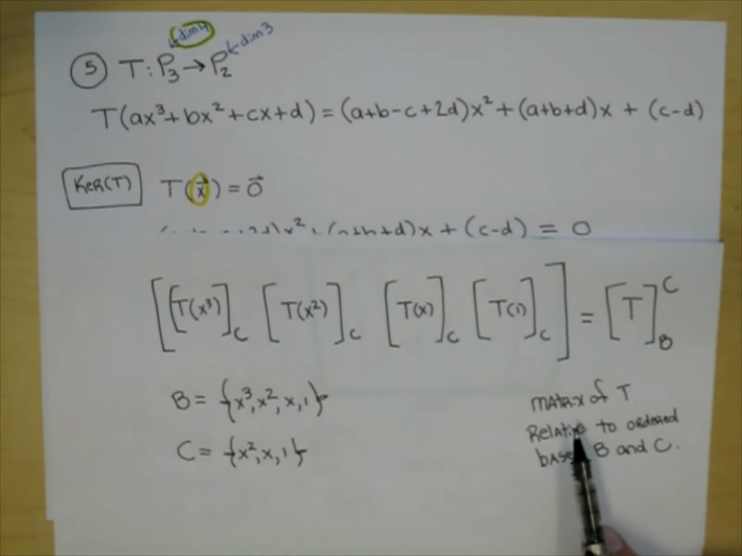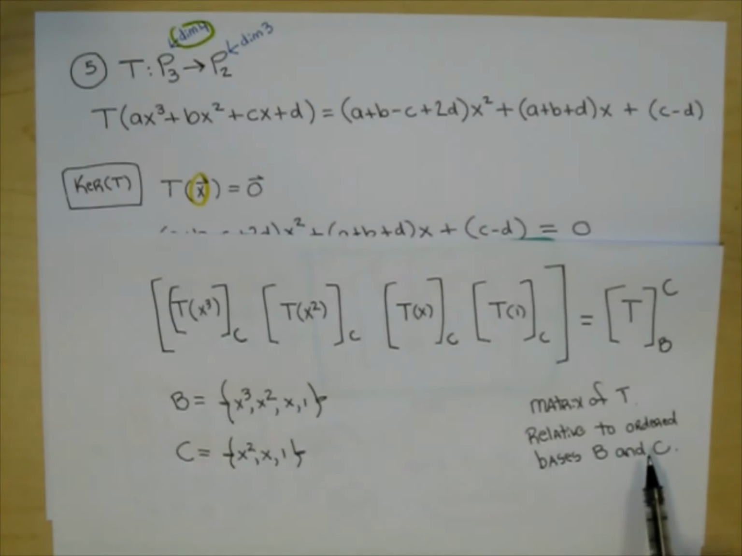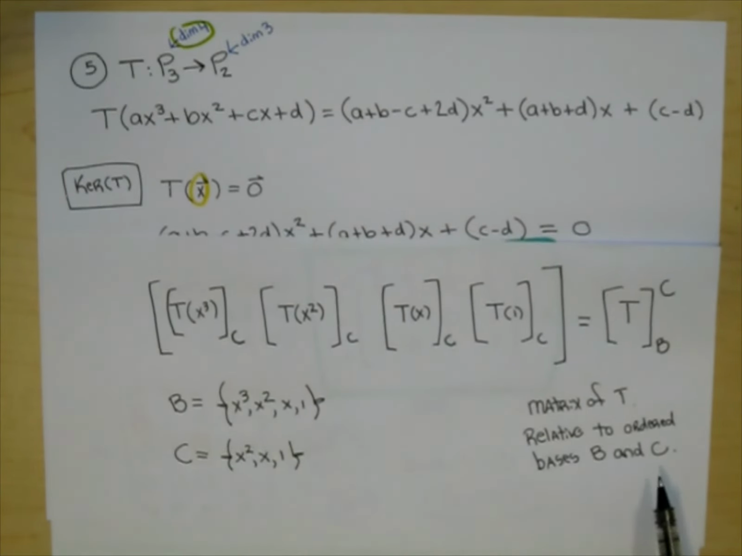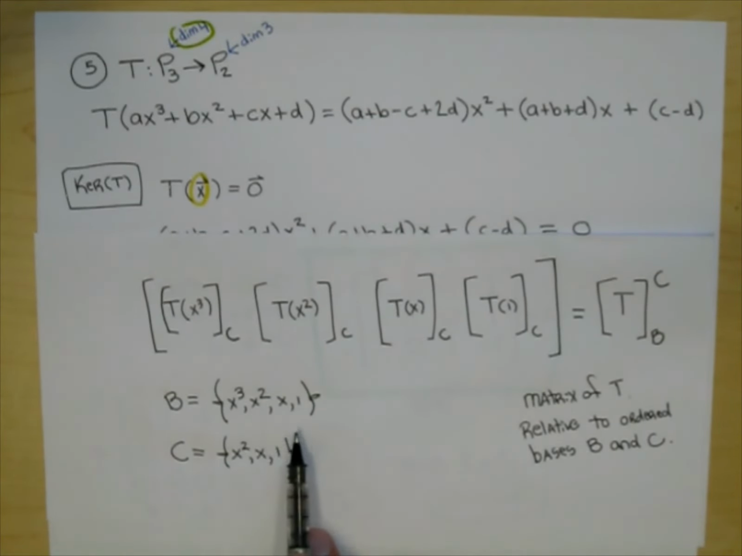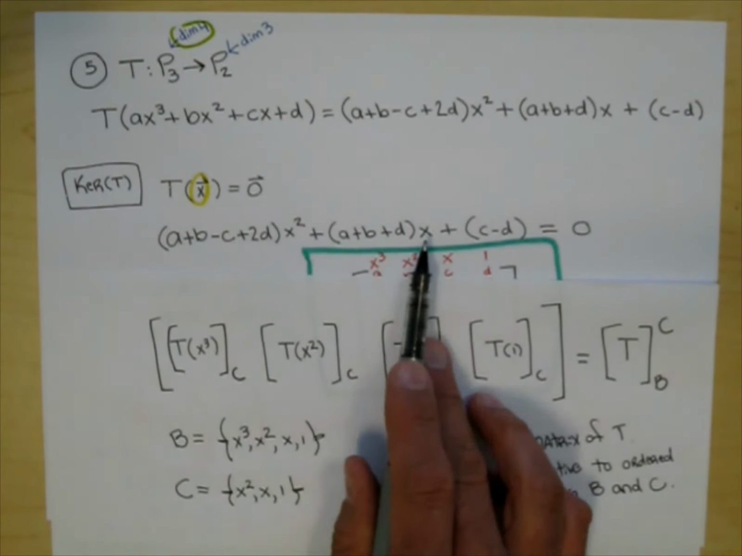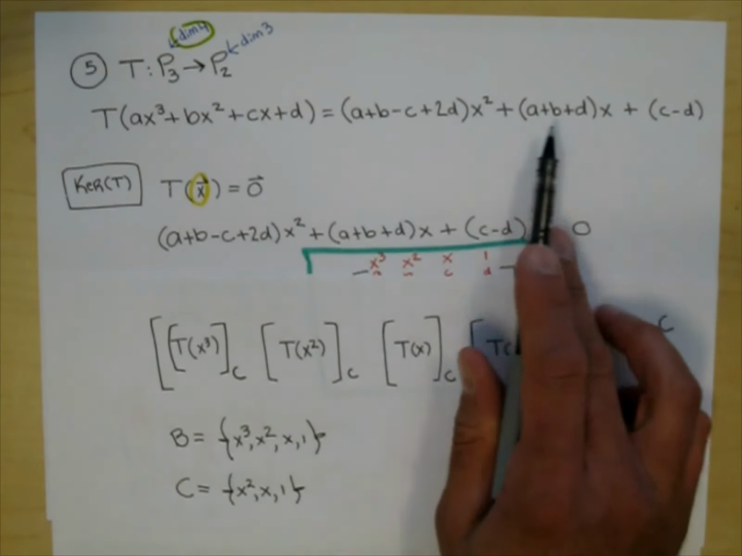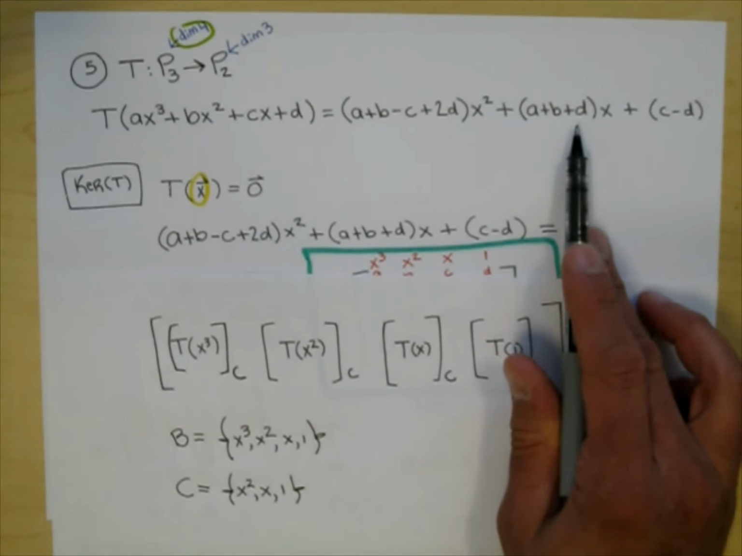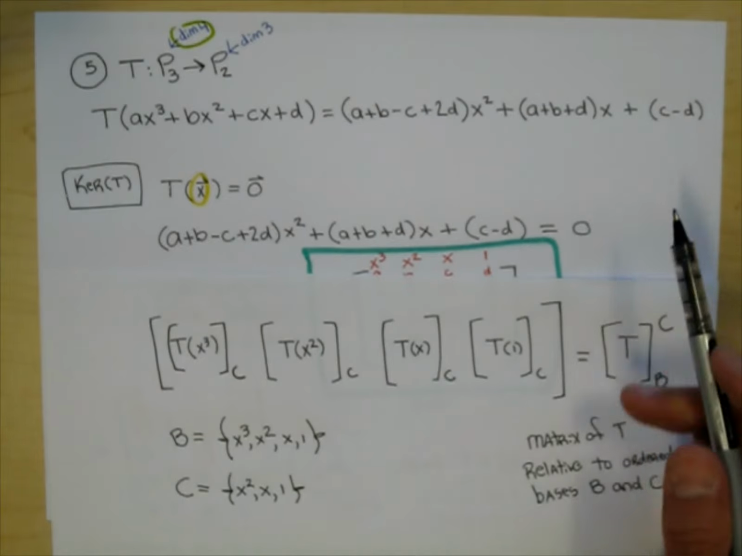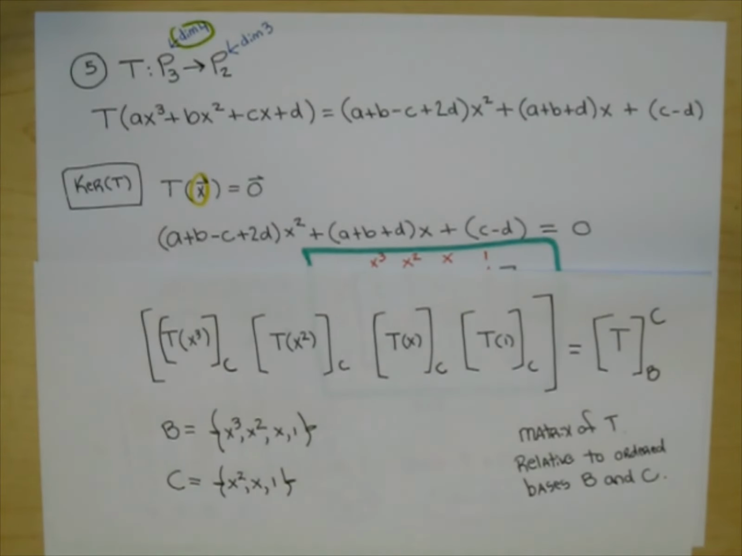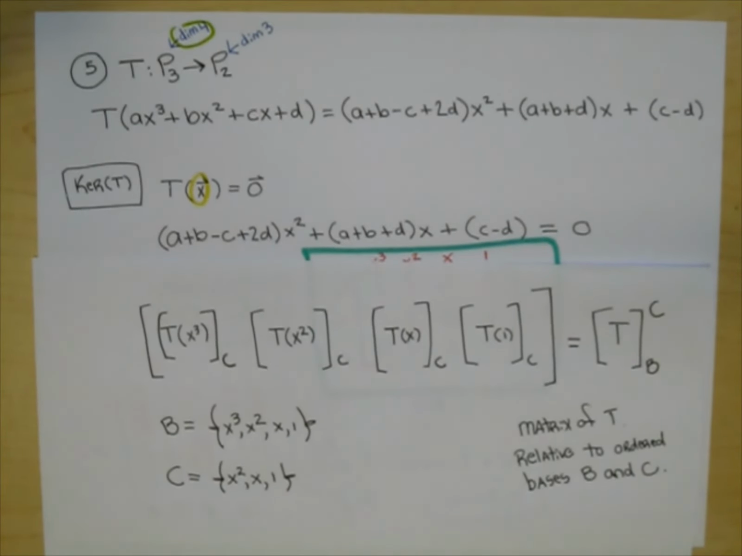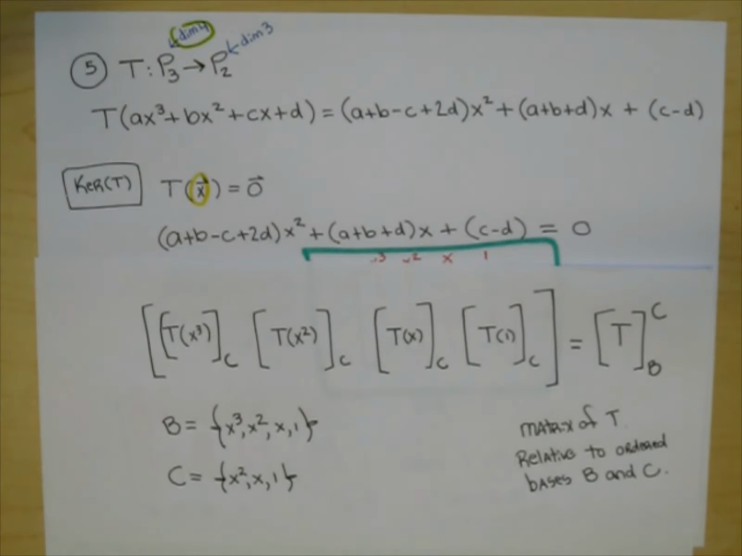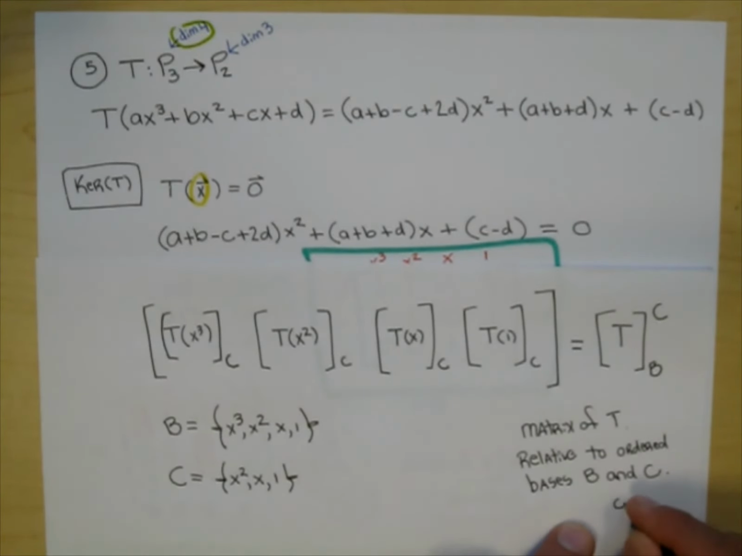Okay, so this is the matrix of T relative to ordered bases B and C. Sometimes they may write the ordered bases in a different order. It all depends on the transformation they give you. They might have put the constant first, then the x, and then the x squared. So we'll do another example, but what I'm covering now is stuff from 6.5.